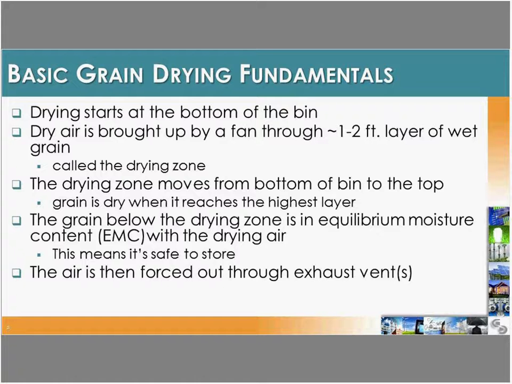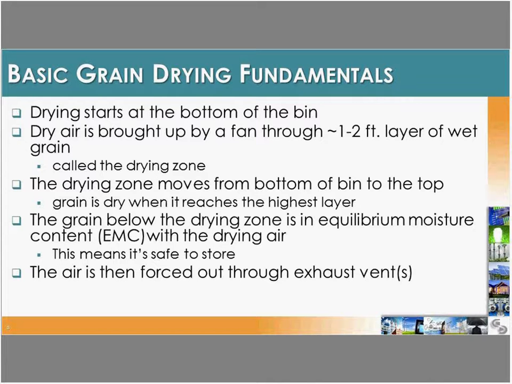So next, we want to touch on just some simplistic fundamentals in one of the dryer methods, which is a bin dryer. So the drying starts at the bottom of the bin. Dry air is brought up by a fan through about a 1 to 2 foot layer of wet grain. Again, that is called that drying zone, which in the earlier slide was that yellow zone. The drying zone moves from the bottom of the bin to the top. Grain is dry when it reaches that highest layer. So it's moving again from the bottom to the top.